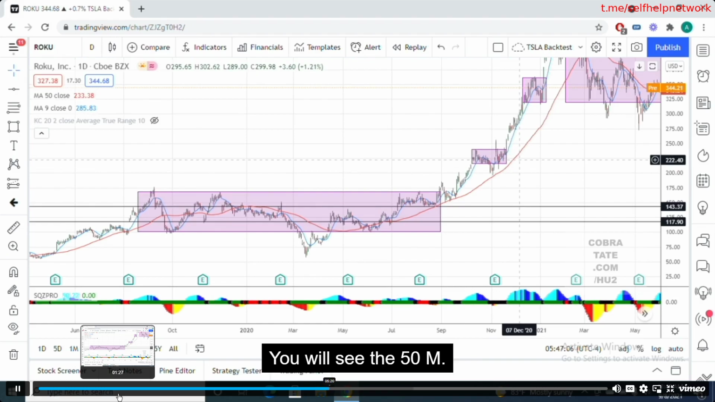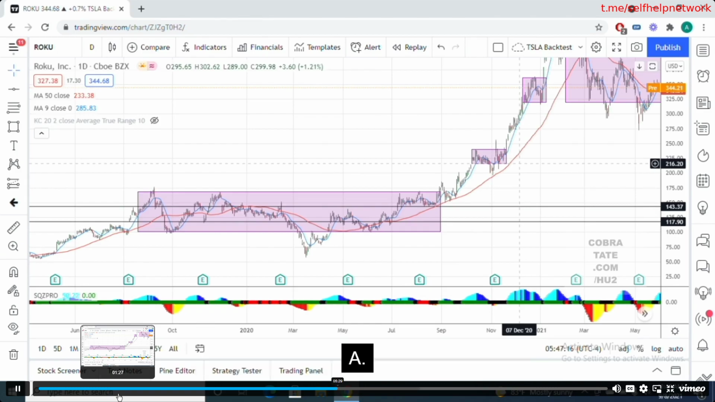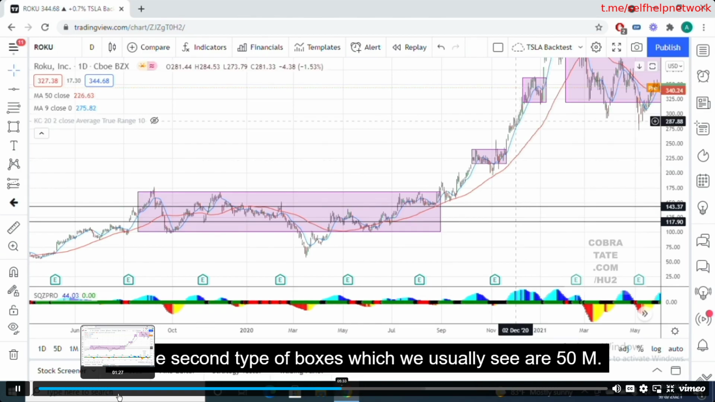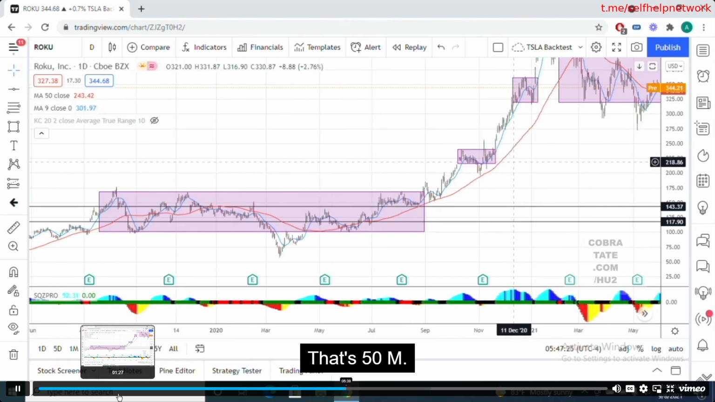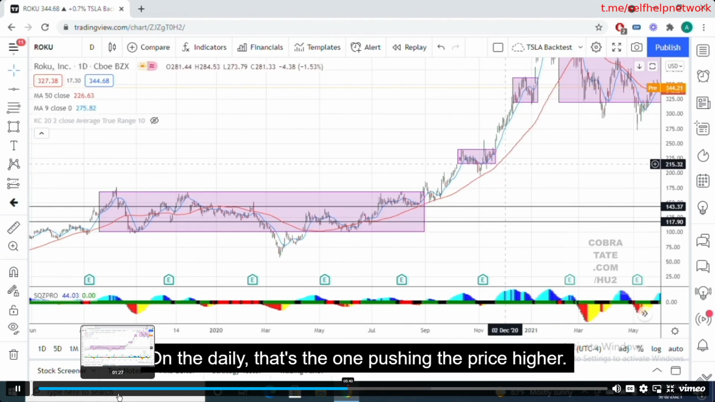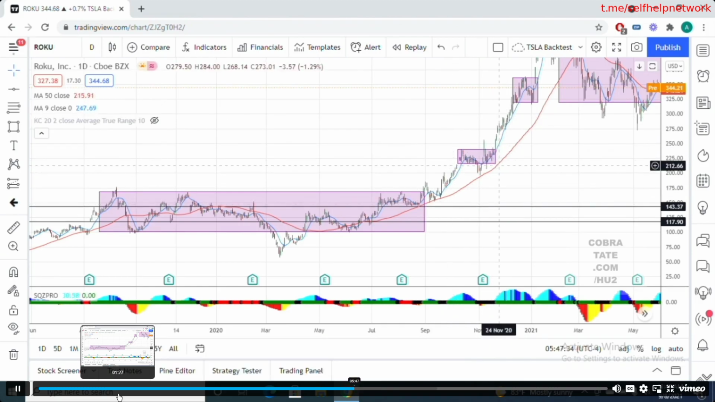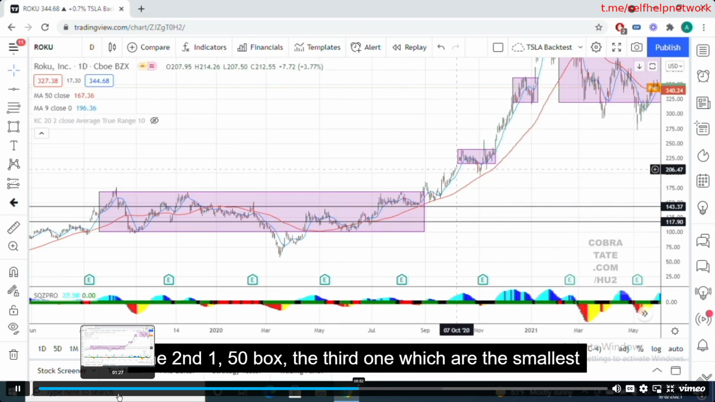You will see the 50 MA on the daily corresponds approximately to the 9 MA on the weekly. So what you're actually seeing here is the 9 MA on the weekly pushing the price higher. So the second type of boxes which we usually see are 50 MA boxes. That's the 50 MA on the daily, the one pushing the price higher. So it's consolidation, waiting for the 50 MA to come up, and boom, we go higher. So that's the second type of boxes. The first one, base box. The second one, 50 MA box.